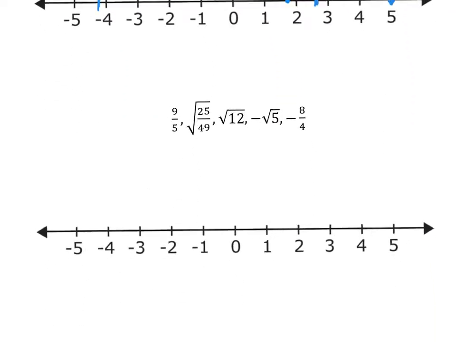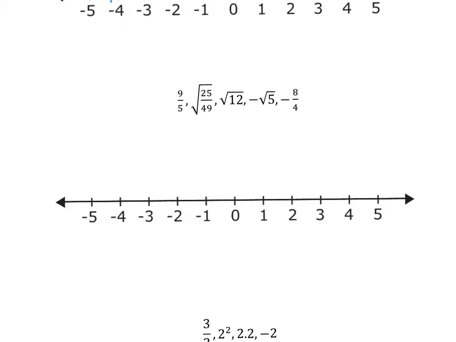Let's move on to the next example. Here we start with 9/5. So let's rewrite that as a mixed number. 5 goes into 9 one time, and then there are 4/5 left over. So 9/5 is the same as 1 and 4/5. So let's go to 1, then over 4/5. So somewhere around there is where we would put 9/5.